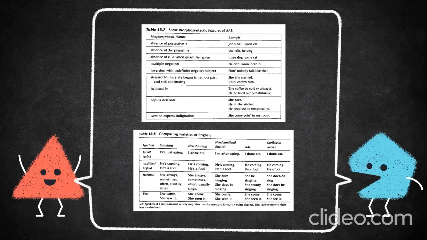And then the bottom picture is comparing varieties of the English language. So it has standard, non-standard, Newfoundland English, African American English, and then the Caribbean Creoles. So I'll just read the first line: I've just eaten, I done ate, I'm after eaten, I done ate, I done eat. So basically you could tell each one of those has a different variation depending on the variety of English. And all of these are based in ethnic variations.